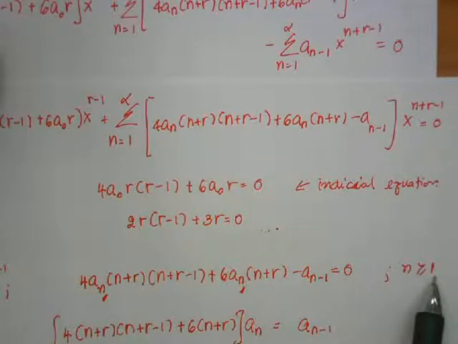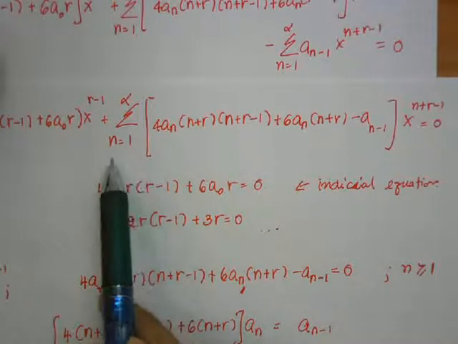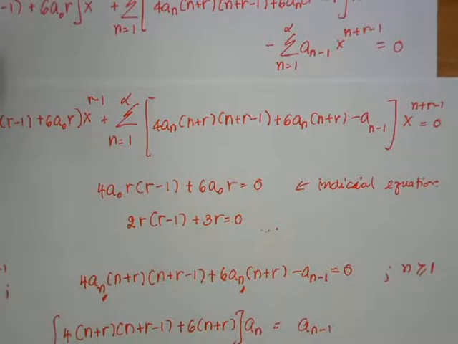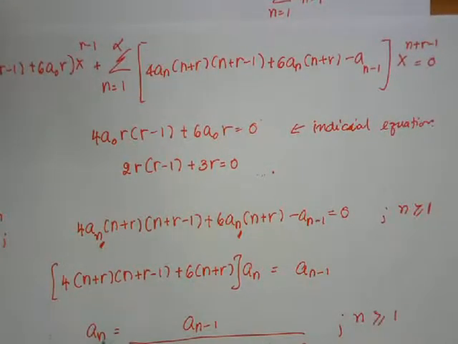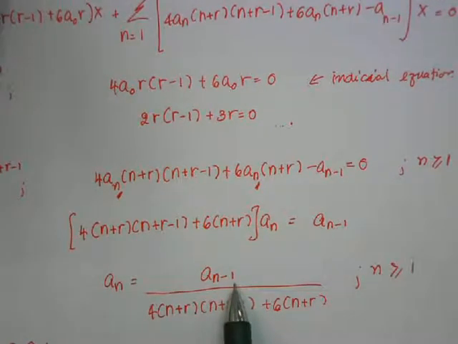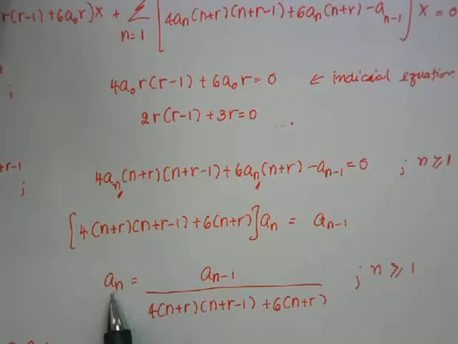How do I know that it's starting from 1? Because the summation there is starting from n equal to 1 to infinity. And from there, I can write down an as a function of an minus 1 as my recurrence relation. Now, we got the value of r, so you would get two sets of an as a function of an minus 1.